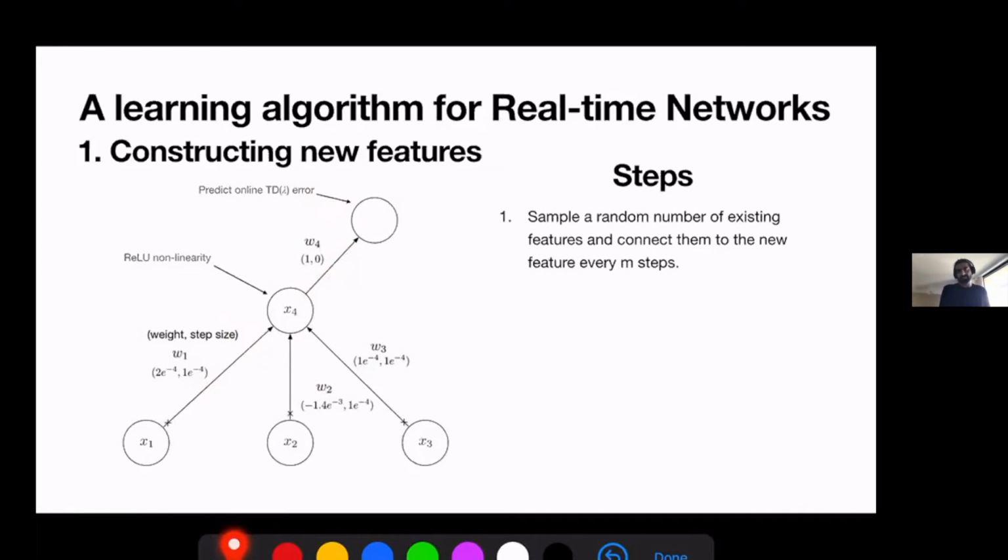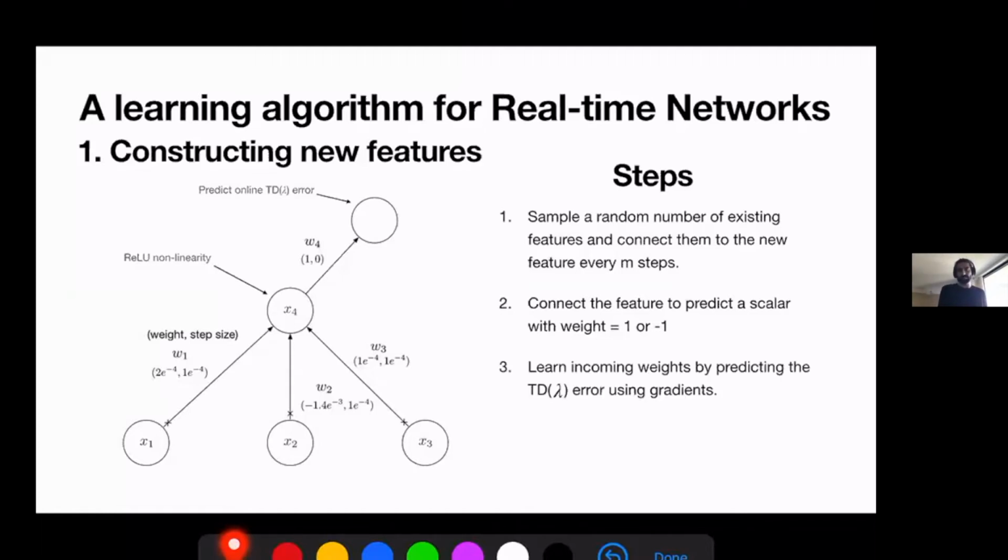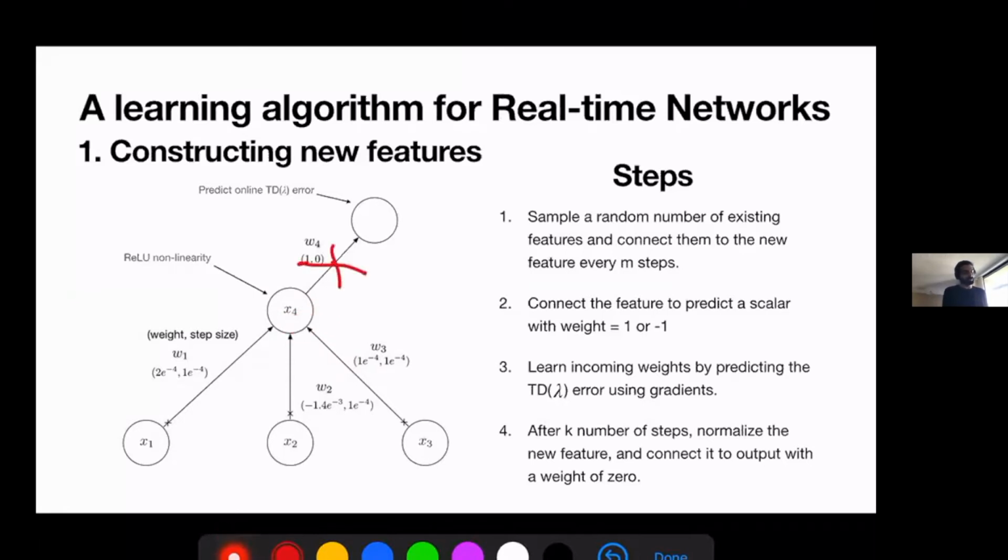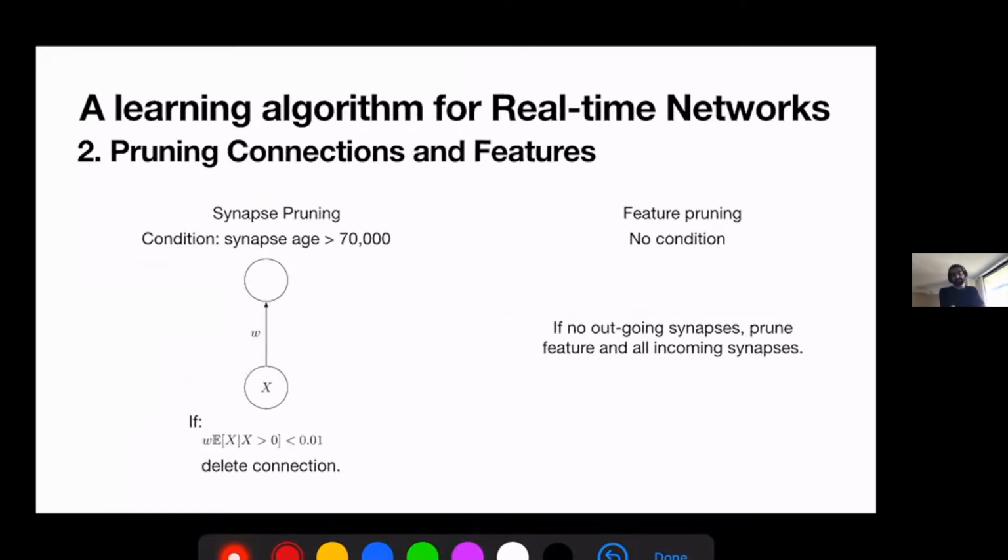So let's convert this into steps. Step 1, you select a random number of existing features and connect them to a new feature every m steps. Step 2, you connect this feature to a scalar output, which is your prediction node, with a weight of 1 or -1. Step 3, you learn incoming weights by predicting the TD lambda error using gradients. And then after some number of time steps, say k time steps, we're going to normalize these incoming weights so the average value of this feature is 1. And then we're going to discard this weight and connect this to the actual output prediction node. Okay, so that's the feature construction algorithm.